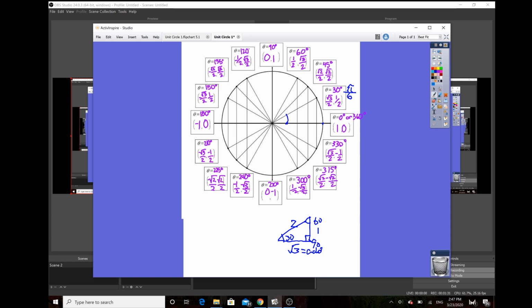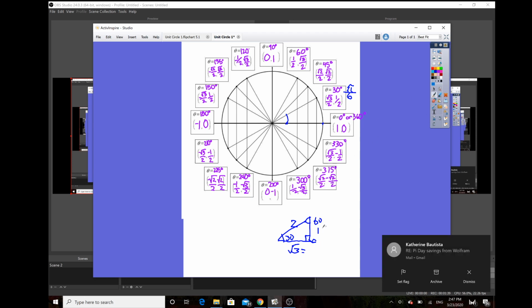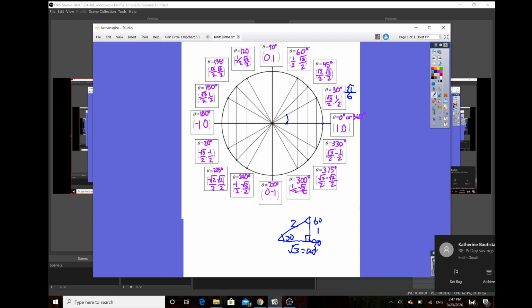Okay, so let me just fix this. Once again, this one is 90 degrees. This part right here is called the adjacent, and the one here is called the opposite. And 2, obviously, is the hypotenuse. So it's adjacent over hypotenuse, so we have root 3 over 2. And then sine of 30 degrees, which is the y value, is 1/2.